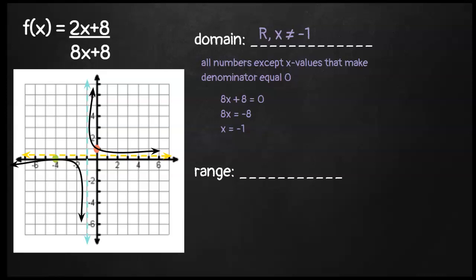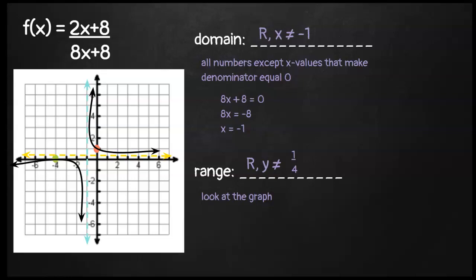With my range, I'm looking at my y's. So when I look at my graph, I want to see, are there any y values where my graph cannot be included in my range? I actually do have a horizontal asymptote right at 1/4, and notice that my graph doesn't cross or touch the horizontal. In this particular function, my range is going to be all real numbers, and y just cannot equal 1/4.